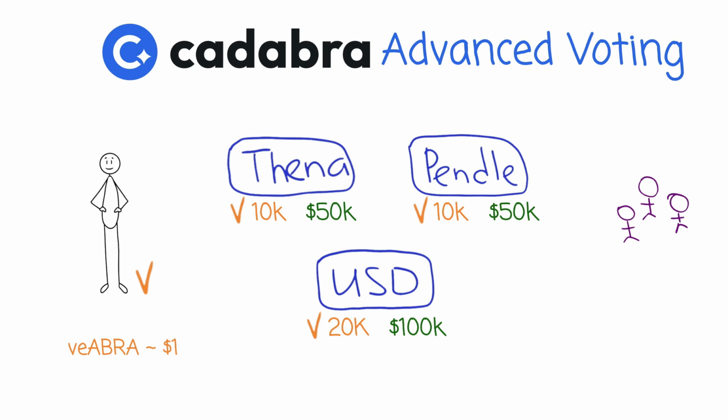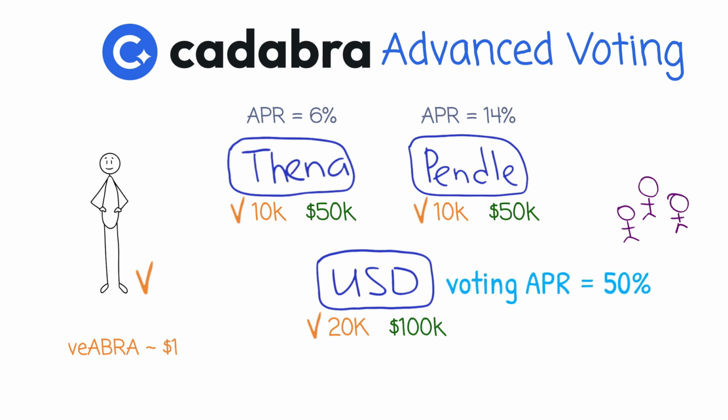Let's continue our example. Assume the annual yield from the external protocols in the next epoch will be Thena, 6%, Pendle, 14%. The average yield, as in the previous example, will be 10%. If you vote for the entire strategy, the voting APR will still be 50% annually, with the average 10% yield in the original protocols. That's good. Alex is already happy. But we didn't stop there.